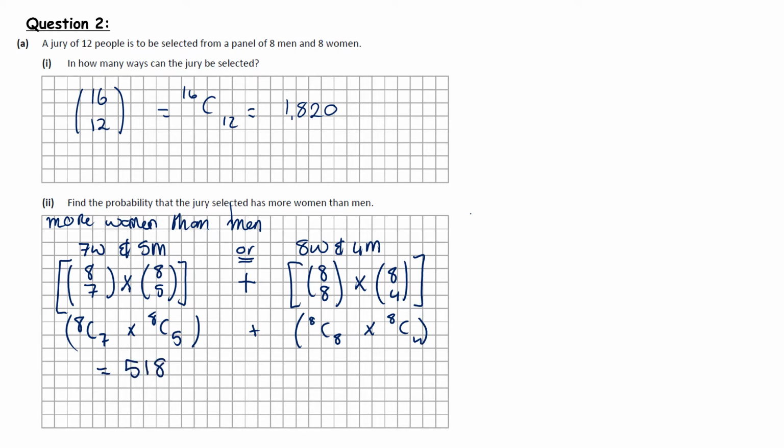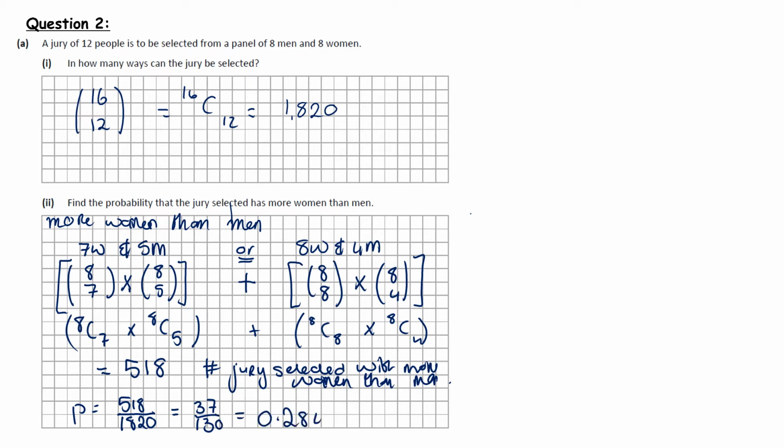Now, that's the number of juries selected with more women than men. So, to work out the probability, it's going to be 518, the number of those, over the total number of juries that can be chosen, which simplifies down to 37 over 130, which gives us 0.284615. Now, they didn't specify how they wanted the probability or rounding, so I would just leave it in both the simplest form of a fraction and then the decimal.